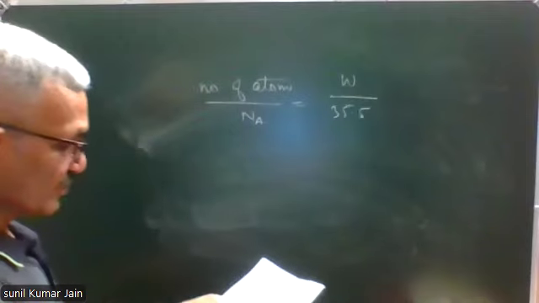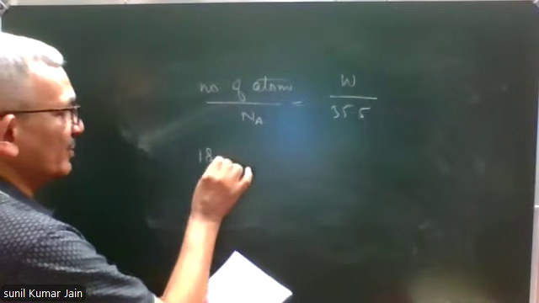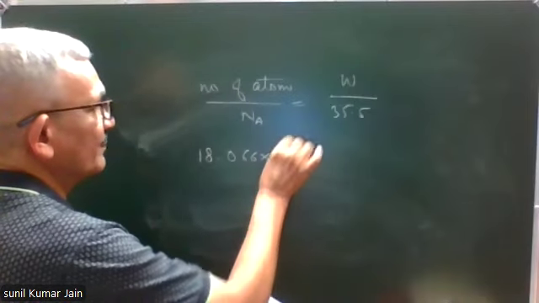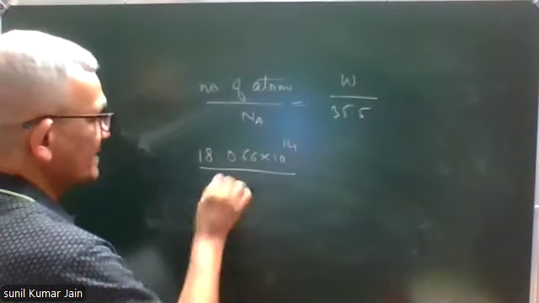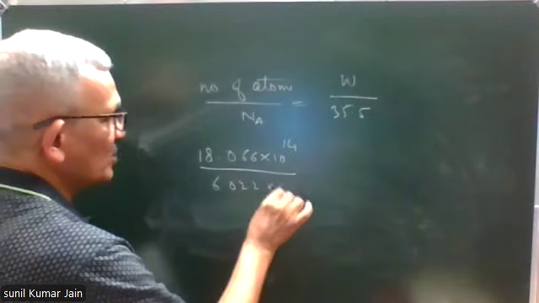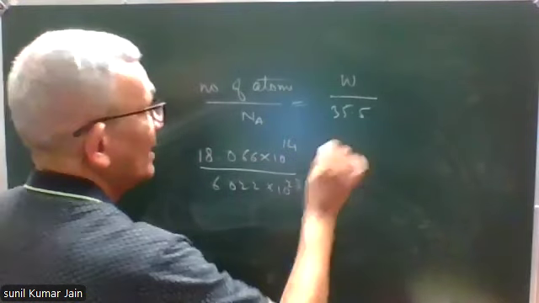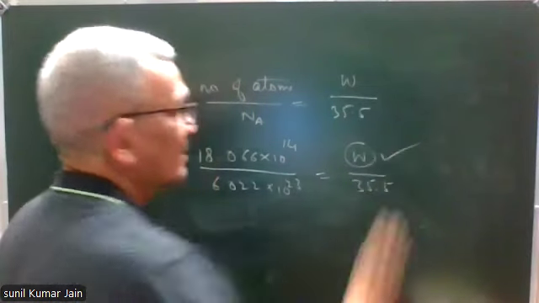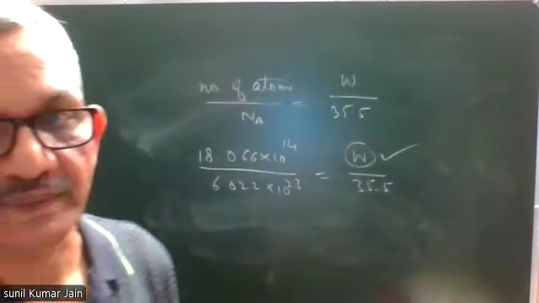Now, number of atoms we are given is 18.066 into 10 to the power 14. Na is 6.022 into 10 to the power 23. Weight we have to calculate, divided by atomic weight. This numerator W will be the answer.